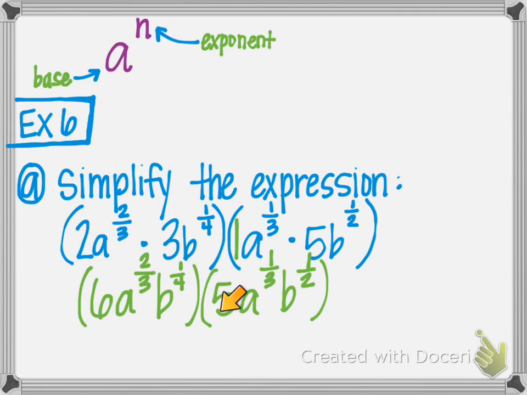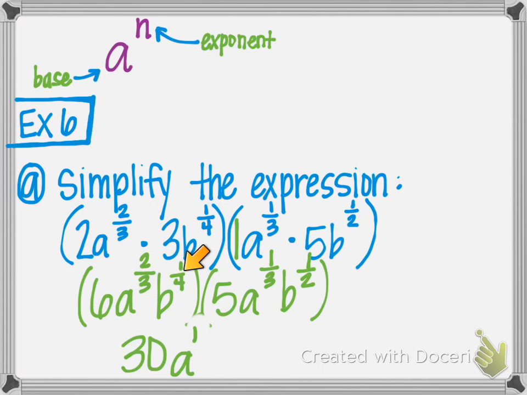And these 2 sets of parentheses stuck together mean I multiply these. So 6 times 5 is 30. A to the 2/3 times A to the 1/3. As long as they have the same denominator, you can go ahead and add them. So a to the 2/3 plus 1/3 is 3/3. And what is 3/3? 3 divided by 3 is 1. And you don't have to put the 1, but you can if you feel more comfortable with it.